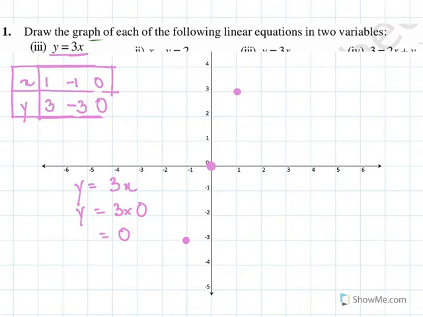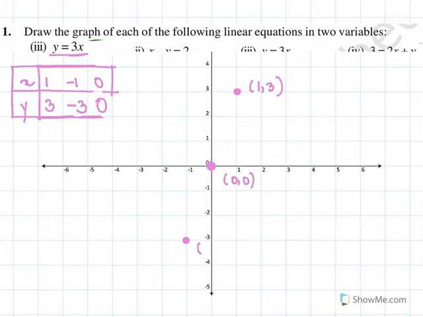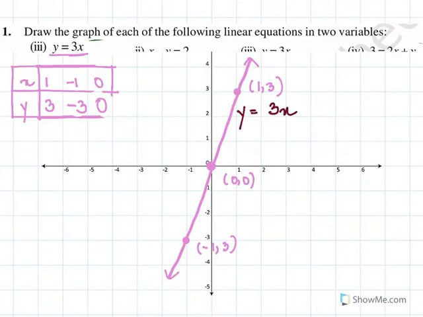So I got my 3 points. This point was (1, 3). Here was (0, 0). And this point was (minus 1, minus 3). And I will join them. So on joining, we get this line. And this line is y equal to 3x. It passes through the origin.